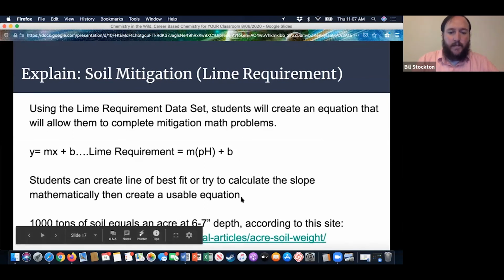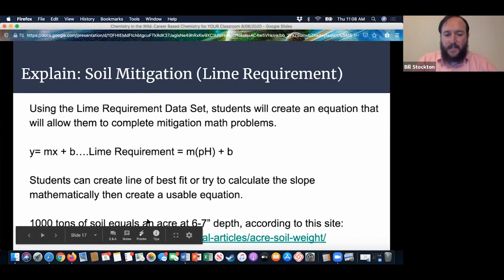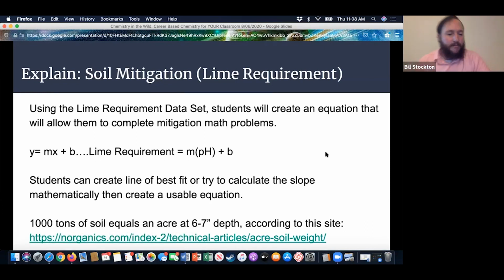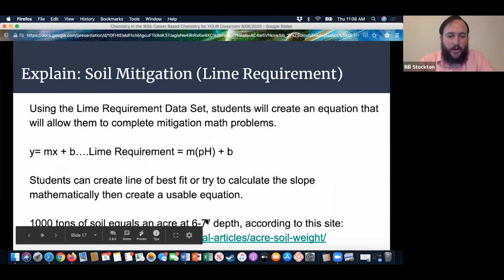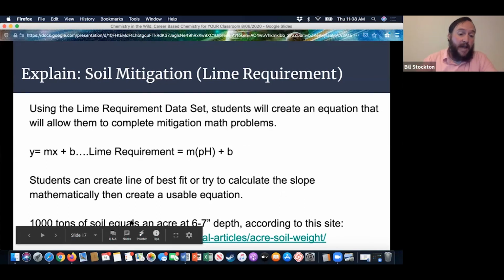Then later we found this little tidbit, or Mike did, of how many tons, so there's 1,000 tons of soil, how much does that actually equal? And obviously this is from one resource and it probably varies a little bit, but roughly if you have an acre of soil that's 6 to 7 inches deep, you have about 1,000 tons of soil. So when we're talking about how many tons of lime is going to be needed to mitigate an area, it's looking at how many tons per 1,000 tons of soil, so for an acre about 6 to 7 inches deep.